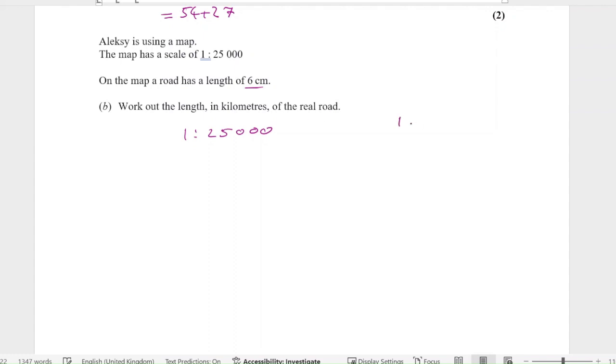There are 100 centimetres in a metre, so I can cross 2 zeros off. So 1 centimetre on the map would equal 250 metres in real life. There are 1,000 metres in 1 kilometre. So in effect, 1 centimetre on the map is going to equal 0.25 kilometres in real life. So 6 centimetres is going to be 1.5 kilometres.